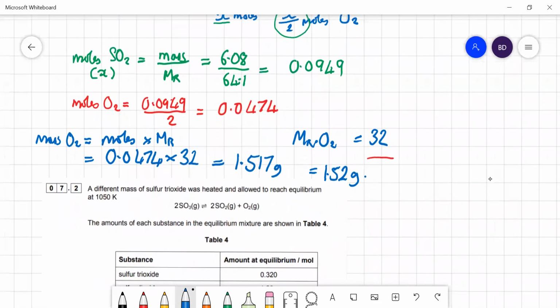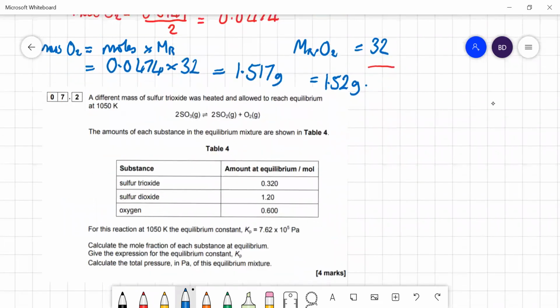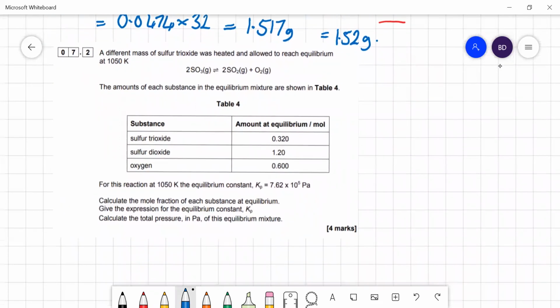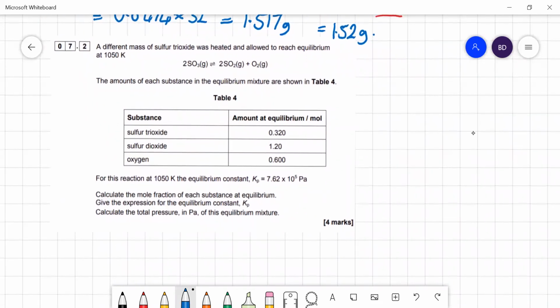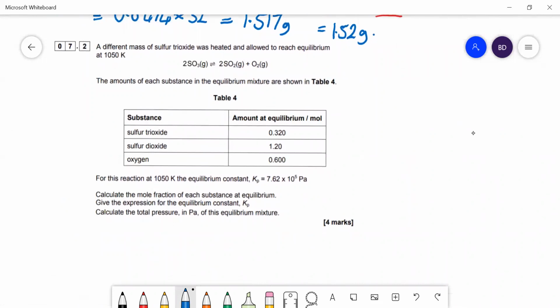Okay, so carry on with this question then. They will say a different mixture now, in case you didn't get that bit right. A different mass of sulfur trioxide was heated and allowed to reach equilibrium. The amount of each substance in the equilibrium mixture is shown below. So there are the moles of each one here. They give us the value of Kp. Calculate the mole fraction of each substance, then write the expression for Kp and work it out.